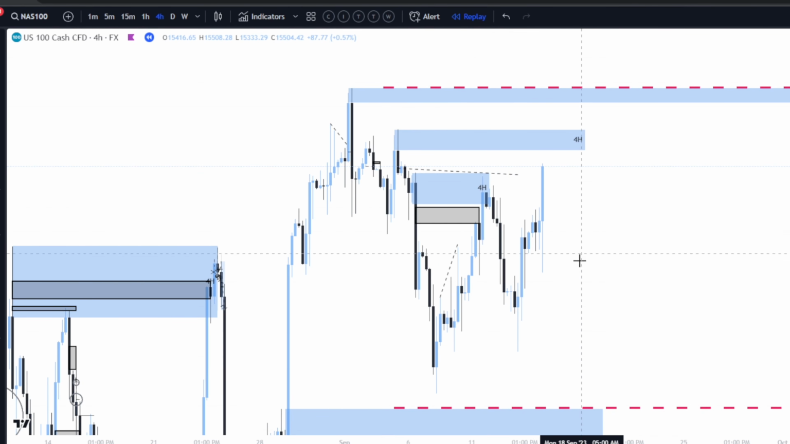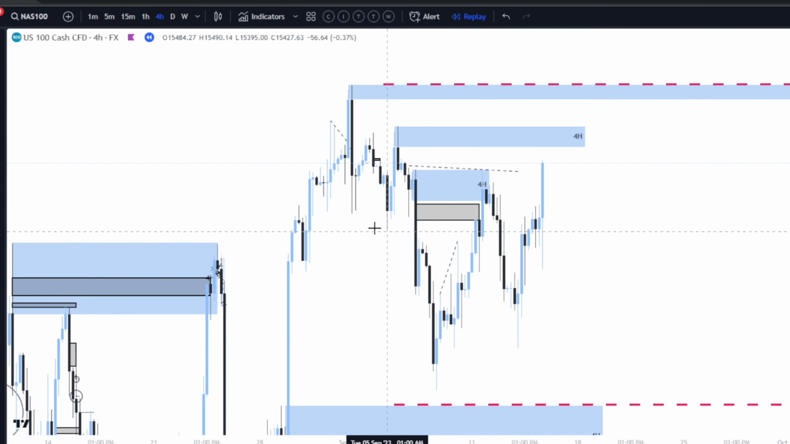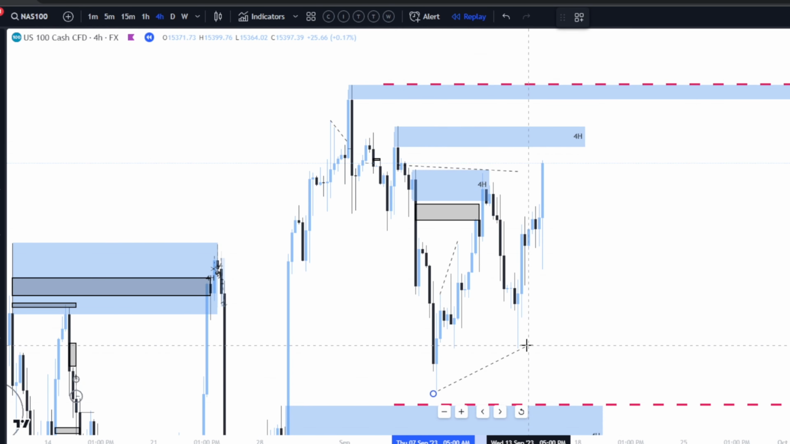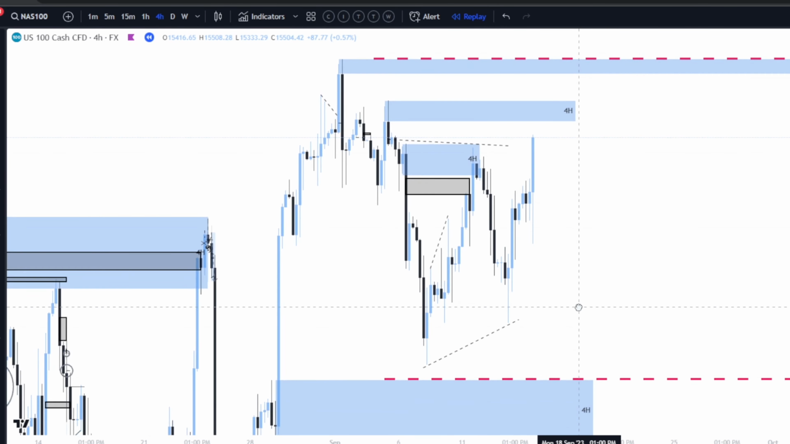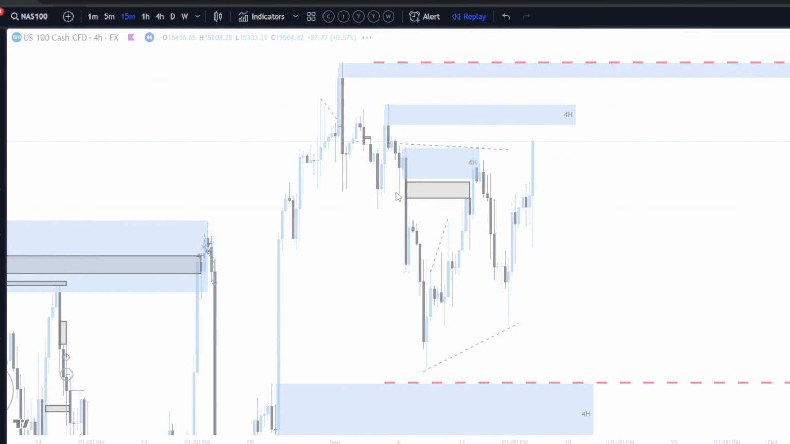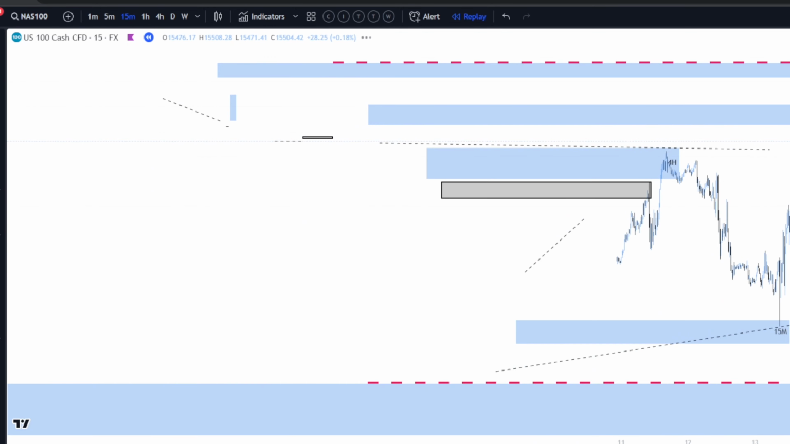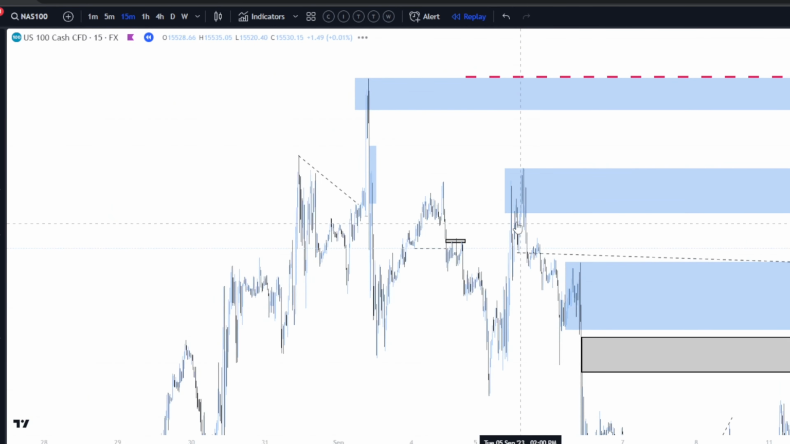So how I'm viewing it is we have two supplies that we can possibly get a reaction off of, and then I have liquidity that's resting there, or at least it was a fair value gap and a supply previously. It was mitigated, but now it can be used as liquidity.